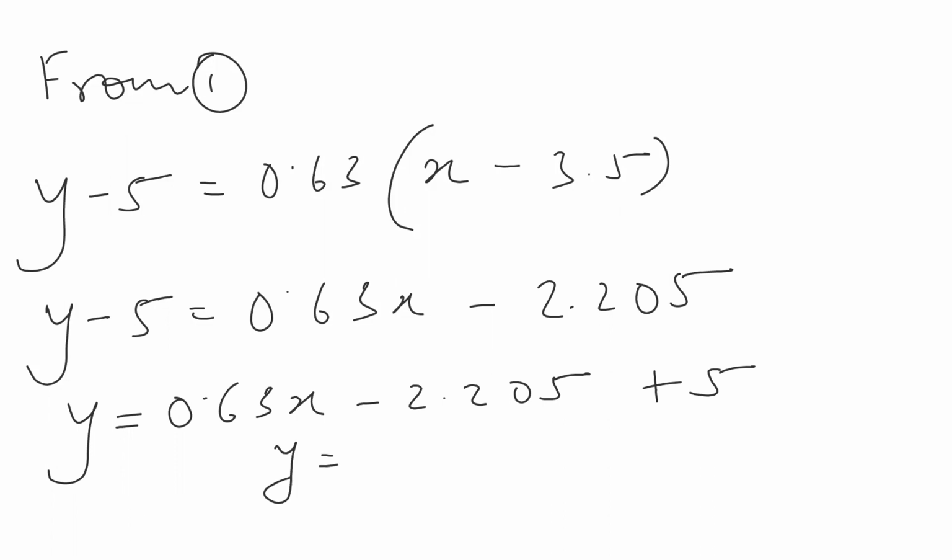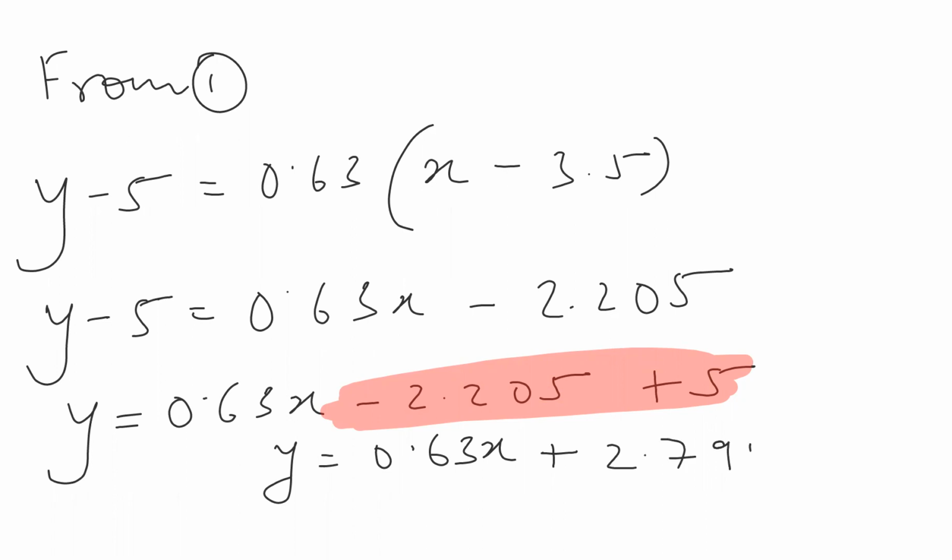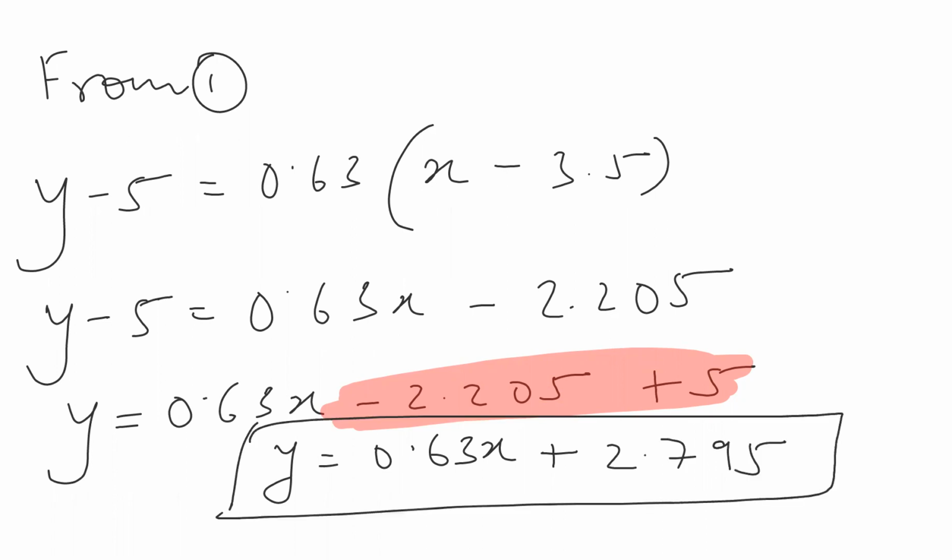Y is equal to 0.63x. Okay, so once again I'll just subtract 2.205 from 5, so that gives me plus 2.795. So finally we got our equation of line y on x, right?